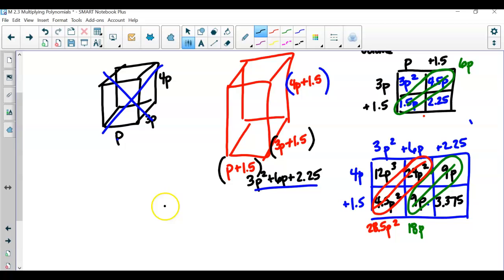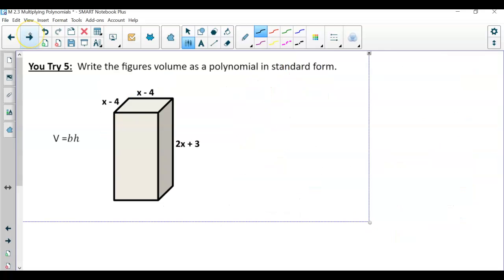So now we can write our final answer. The final V of P polynomial that represents our volume is 12P cubed plus 28.5P squared plus 18P plus 3.375. So go ahead and pause the video. Oh, sorry. This is supposed to be volume, which is again area of the base times height, which is the same as writing this as length times width times height. So go ahead and pause the video. Try this, you try on your own, and let's see what you get.